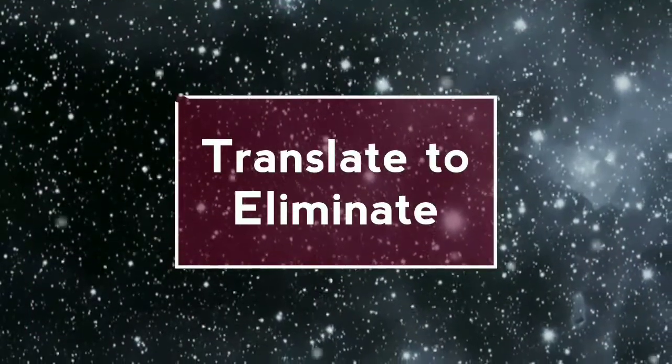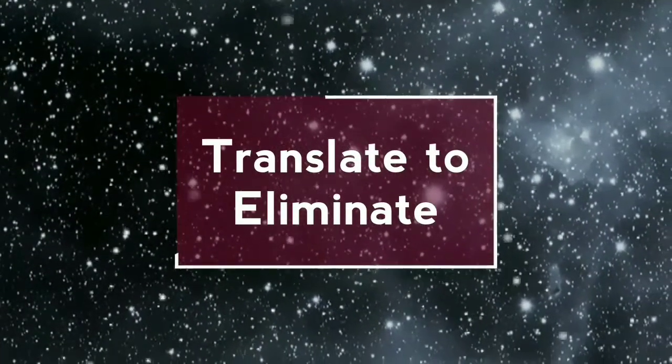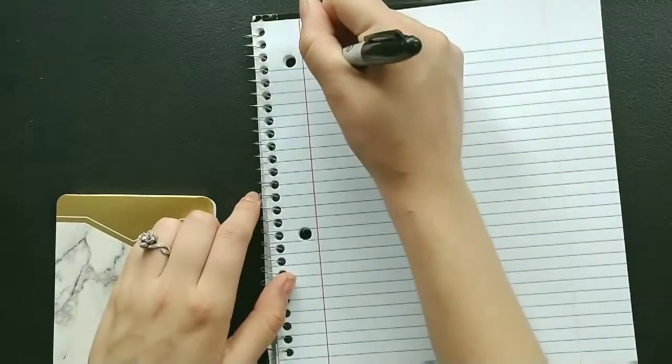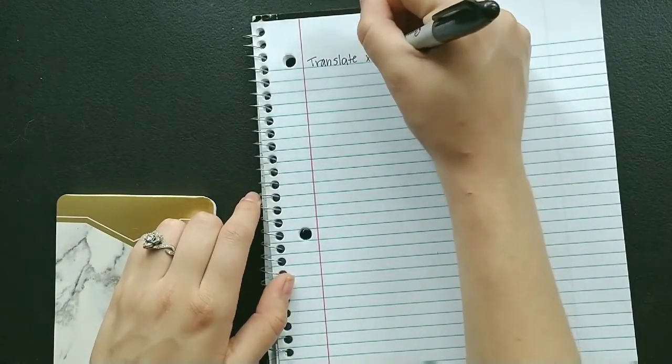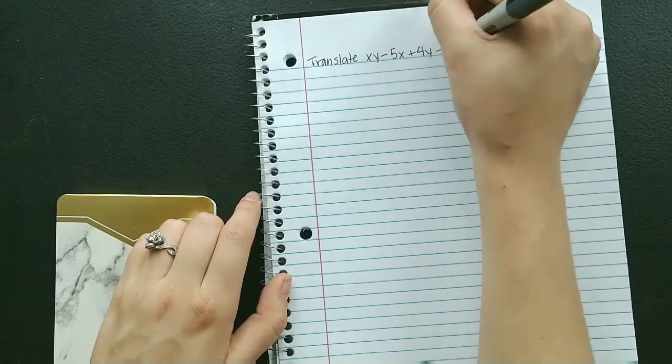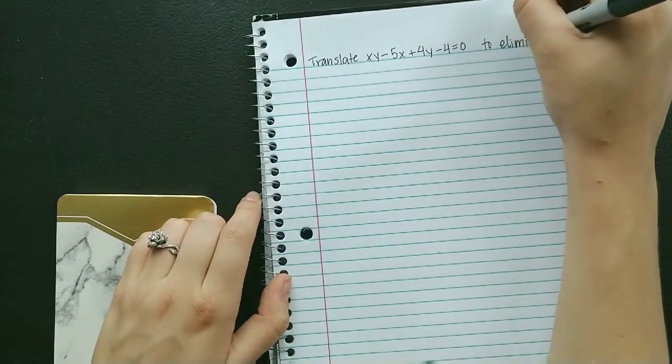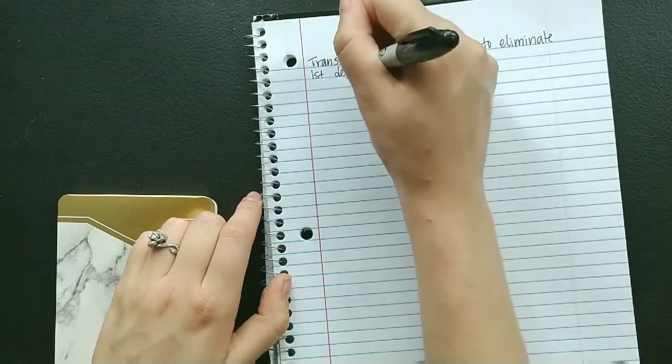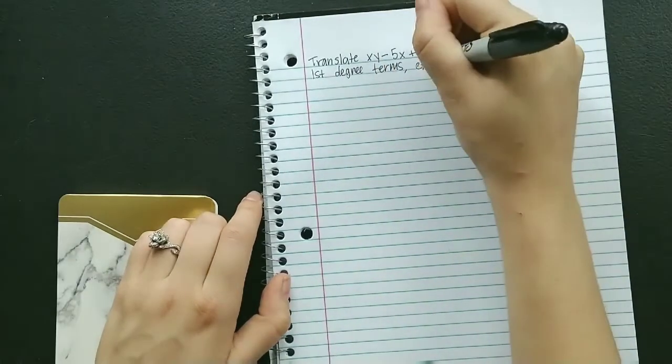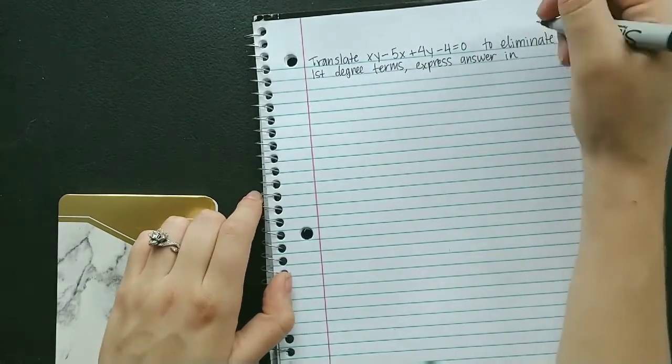Hello everyone, today I'll be showing you how to translate to eliminate certain terms in an equation. We'll be translating the equation xy minus 5x plus 4y minus 4 equals 0, and we will be eliminating the first degree terms and writing our answer in terms of x prime and y prime.